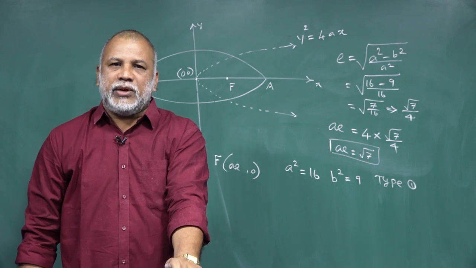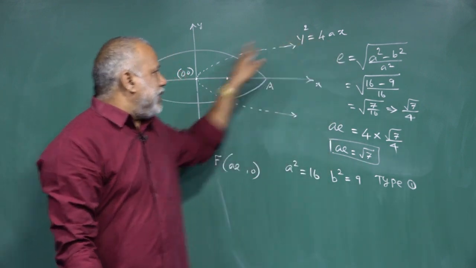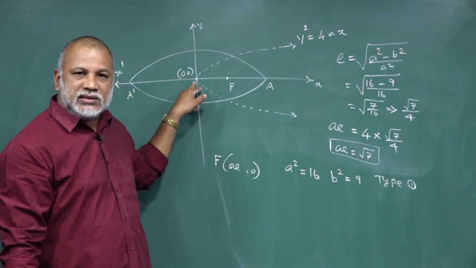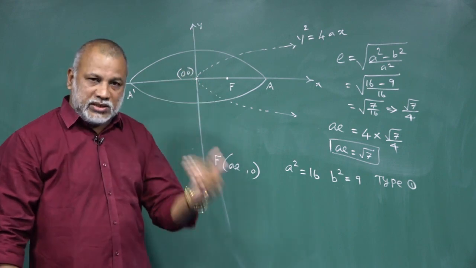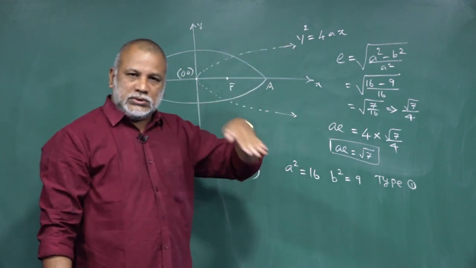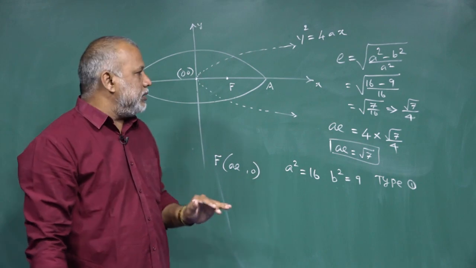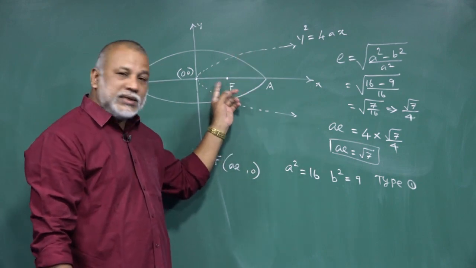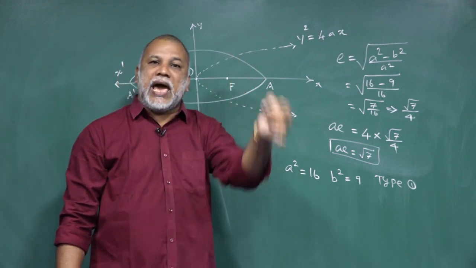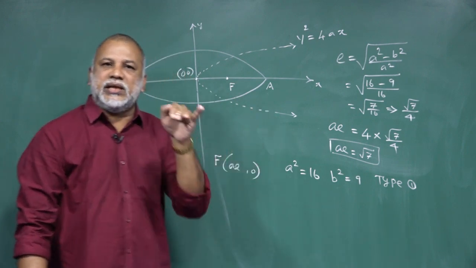That parabola is type number 1, open right. All the parabolas pass through the vertex, so this vertex is 0, 0. Then open right side, type number 1. So this focus is common for the ellipse as well as the parabola. That is the logic they are giving.